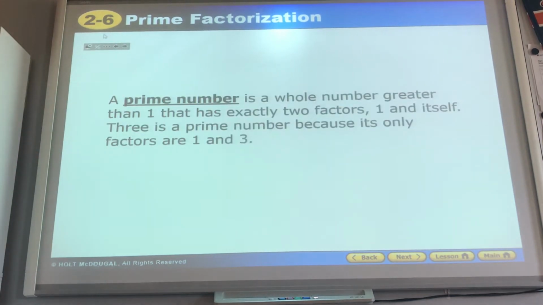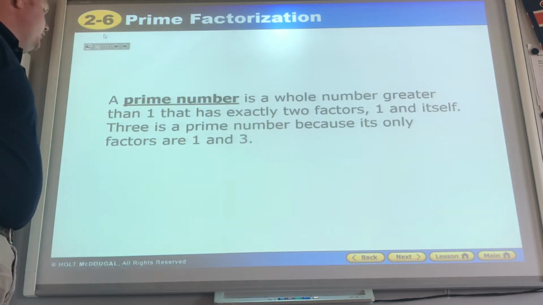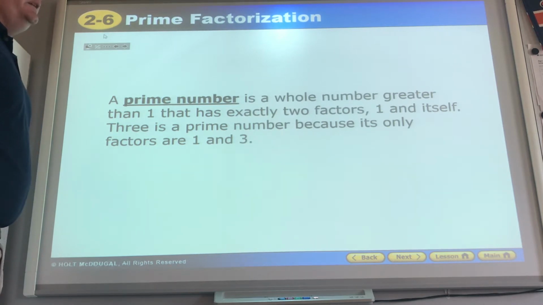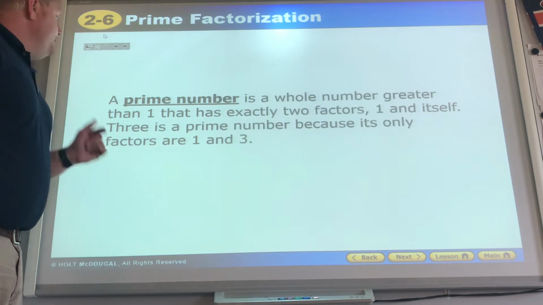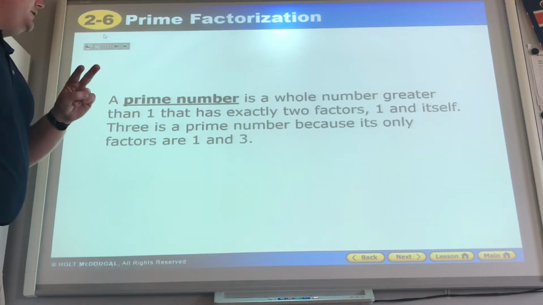A prime number is a whole number greater than 1 that has exactly 2 factors: 1 and itself. 17, the only factors are 1 and 17. 3, the only factors are 1 and 3. 11, the only factors are 1 and 11. That's the way you get a prime number.